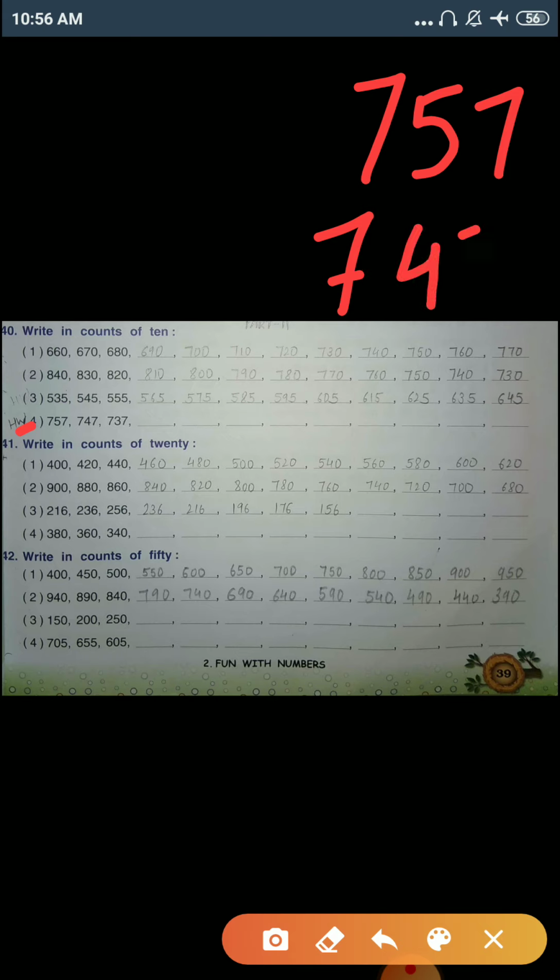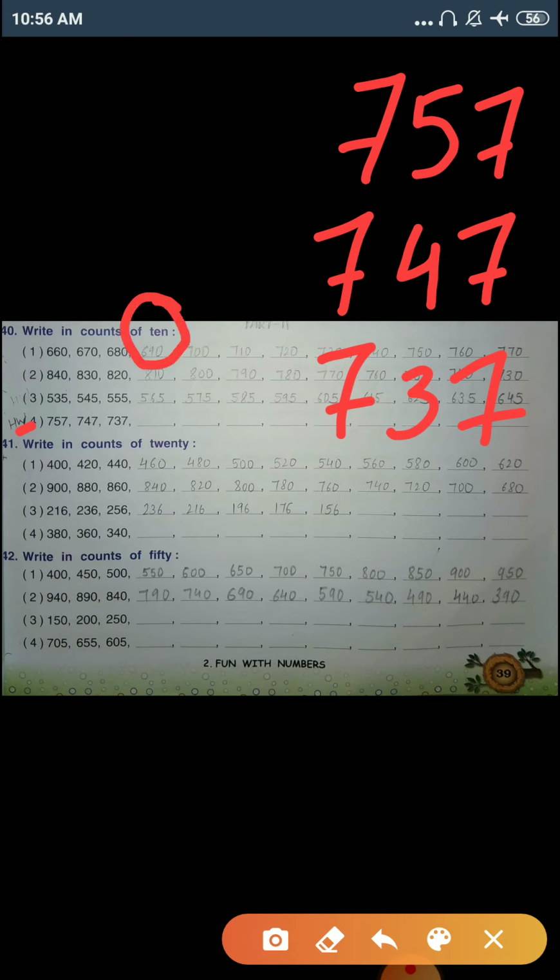So, now question number 4. 757, 747, 737. Now we are going to solve the next number. So first we will concentrate on the pattern. But which pattern? We are going to count in 10.